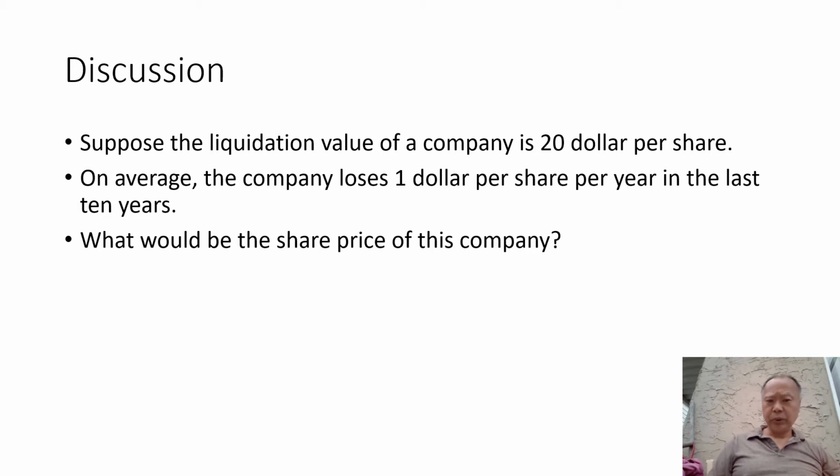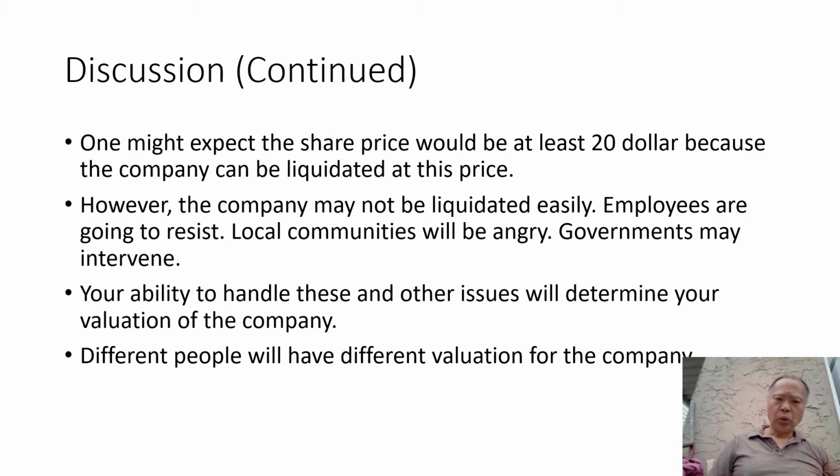Discussion. Suppose the liquidation value of a company is $20 per share. On average, the company loses $1 per share per year in the last 10 years. What would be the share price of this company? We might expect that the share price would be at least $20 because the company can be liquidated at this price.